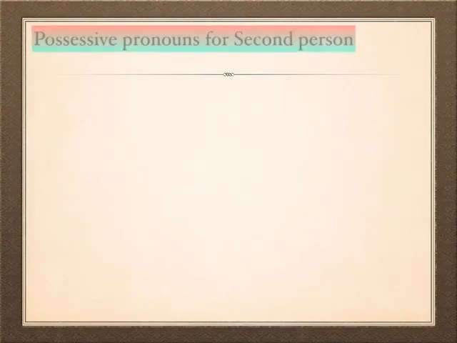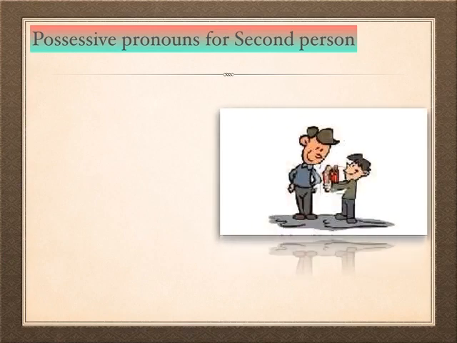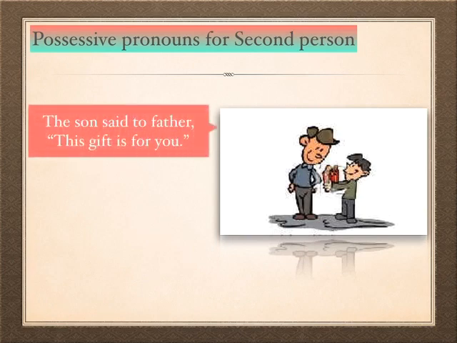Possessive pronouns for second person. So the second person is the person to whom we are talking, and the pronoun used for second person is you. Let's see the image. What does it show? Well, we can see that a boy is giving a present to the man. Let's hear their conversation. The son said to the father, "This gift is for you."